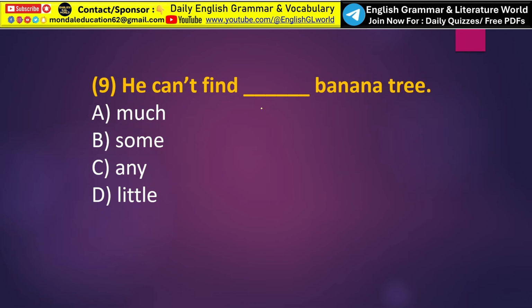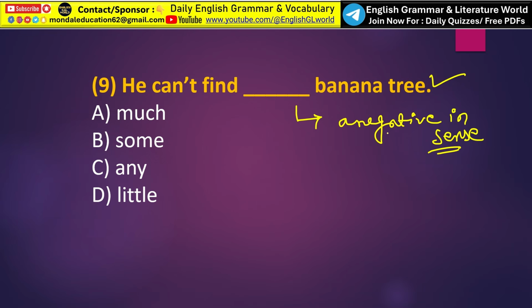Next. He cannot find dash banana tree. First of all, look at the structure of the sentence. The sentence is negative in sense. I have already told you, in the case of a negative or interrogative sentence, we have to use the determiner any. So he cannot find any banana tree. Option C, any, is the correct answer. Not much, not some, and not little.